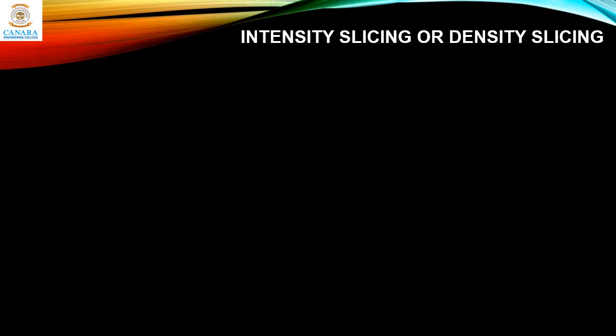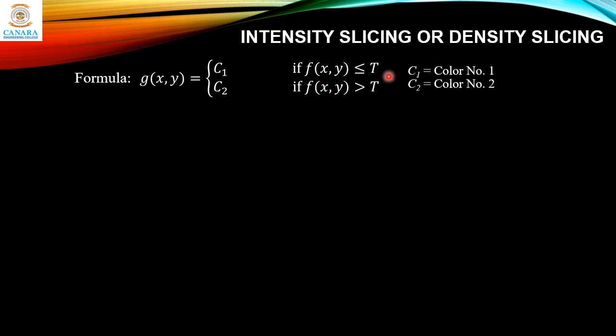Now let us understand how to perform pseudo color image processing with a simple technique called intensity slicing, or density slicing. Here the formula is g(x,y) equals color 1, C1, if f(x,y) is less than or equal to some threshold t. C1 is color number 1, and it will be C2 if f(x,y) is greater than the threshold. Very simple. So if the intensity level, for example, is greater than 120, we'll color it using some color, and if it is below that, we'll use a different color. Two colors in this example.